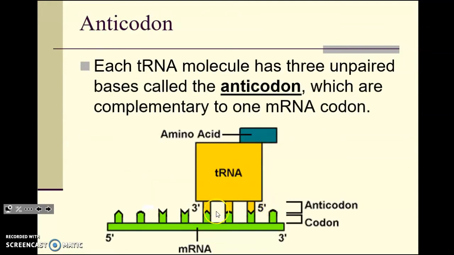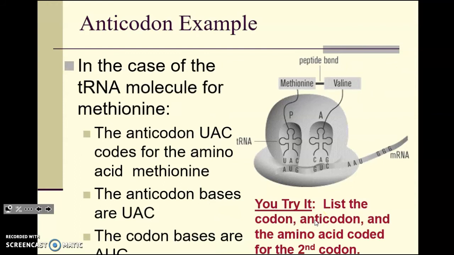So that 3 nucleotide code on the tRNA is called an anticodon. On the mRNA, it's called a codon. On the tRNA, it's called an anticodon, because it's the opposite. It's a complement to it. Those coming together is what decides which amino acid is going to be added to the protein. So in this case, the tRNA molecule for methionine, here's methionine.